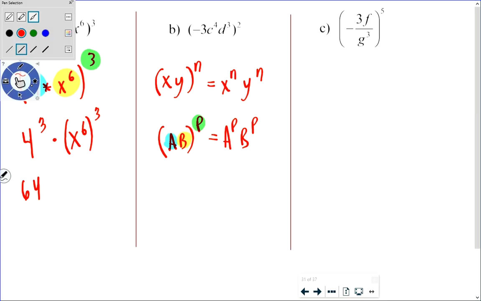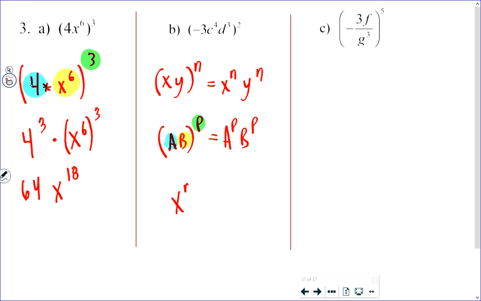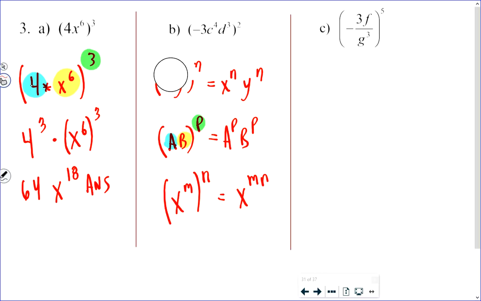And x to the 6 to the 3 is x to the 18, because we have learned that x to an exponent raised to another exponent is x raised to the product of the exponents. So we're combining a couple of laws here. Basically, we raise the 4 to the 3 to get to 64, and we raise the x to the 6 to the 3 to get x to the 18. This is the answer. We can do the same thing here.